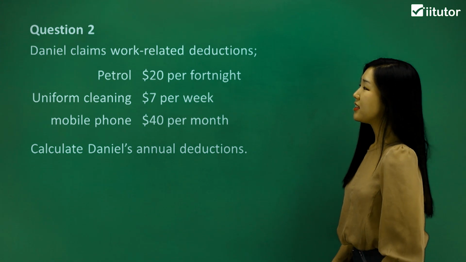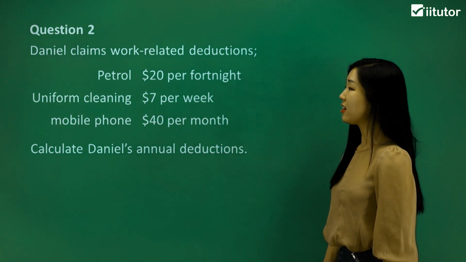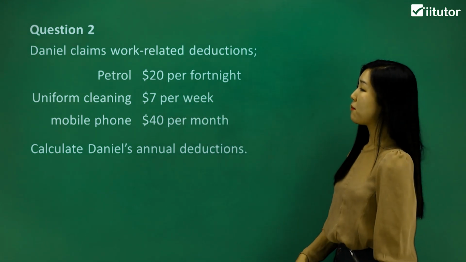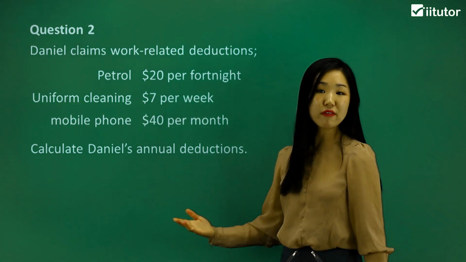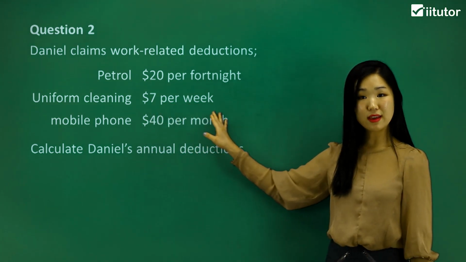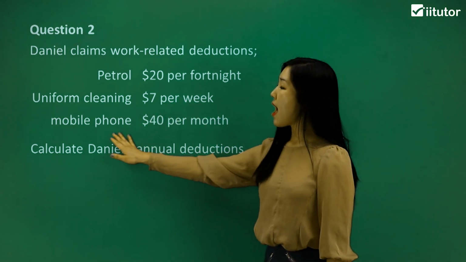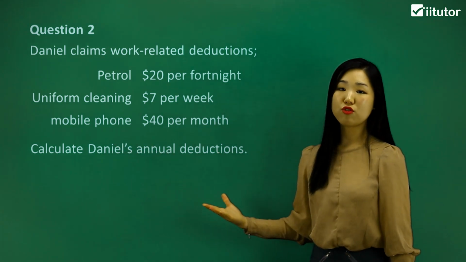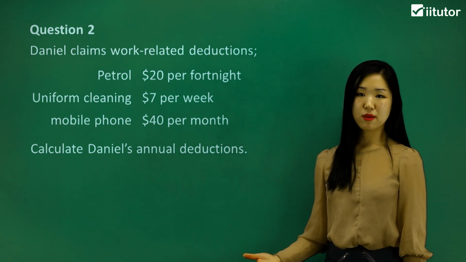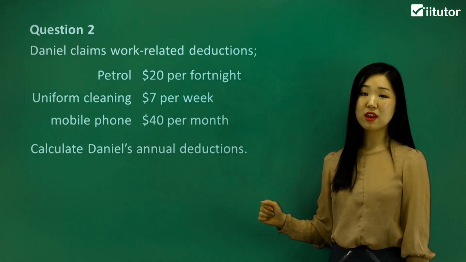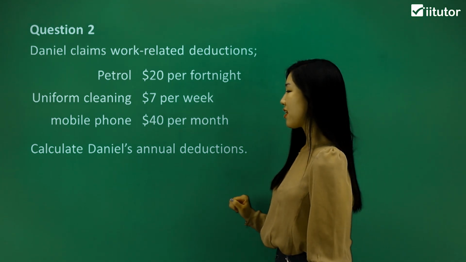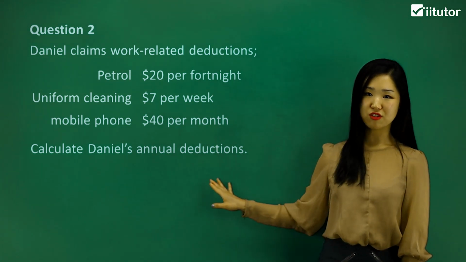Okay, question 2. Daniel claims work-related deductions. Now there's petrol, which is $20 per fortnight. He probably has to travel to work. Uniform cleaning, $7 per week. Yeah, this is weekly. And a mobile phone that he has to use during his work or job is going to be $40 per month. Now, these are different deductions made in different periods, aren't they? So you've got to be very careful here, because the question asks you to calculate Daniel's annual deductions.